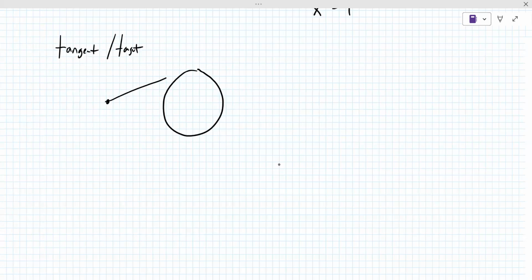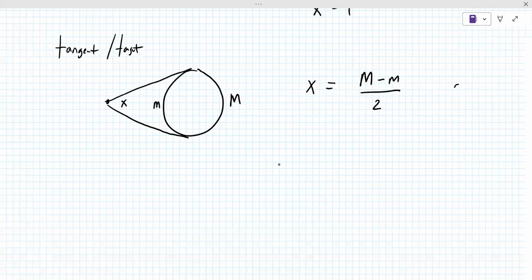The first one is tangent. Here's what I mean by that. Here's a circle. Here's a point outside the circle. Tangent means it only touches in one place. Think of this as the major, the minor, and x. The formula is really similar to the last one: big M minus little m divided by 2. Order matters now. Big M is always the one on the far side, little m is the one that's closest, and x is this exterior angle.